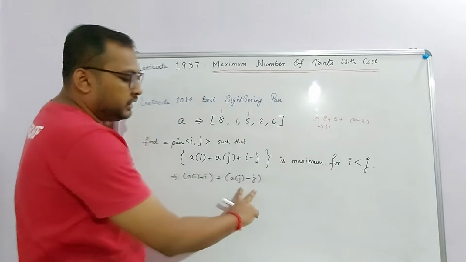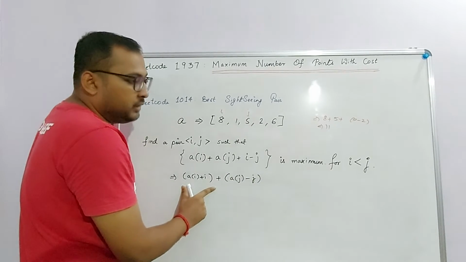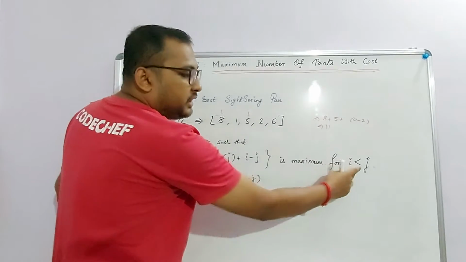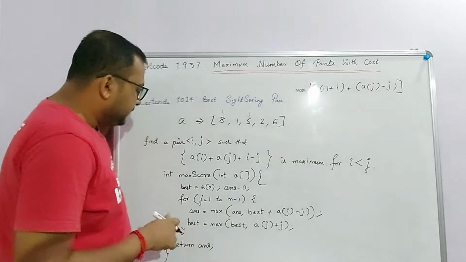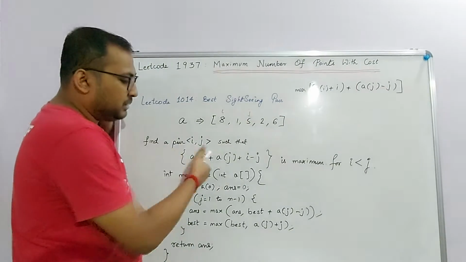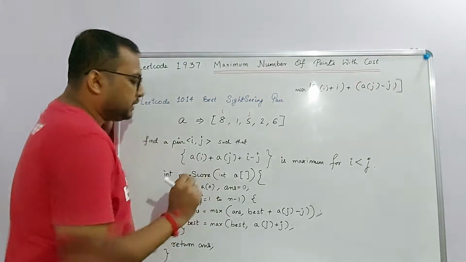If I want a particular index j, I simply need to know what is the best value of a of i plus i so far, because i has to be all the indexes before that. So let's quickly look at the code. I will quickly summarize the code. Here I am returning an int, which is the maximum result of this equation, and this is the function name max score, and I have this integer array passed here.